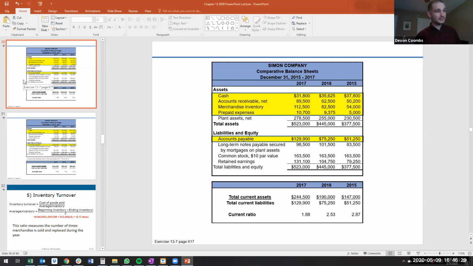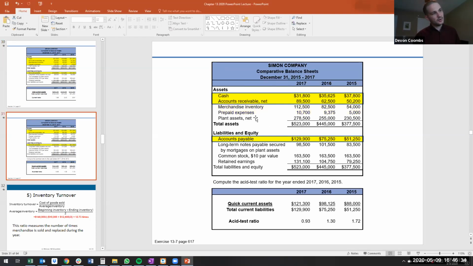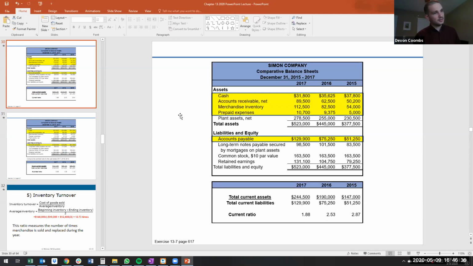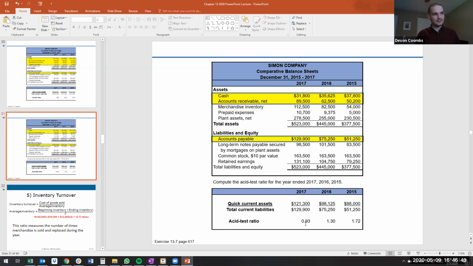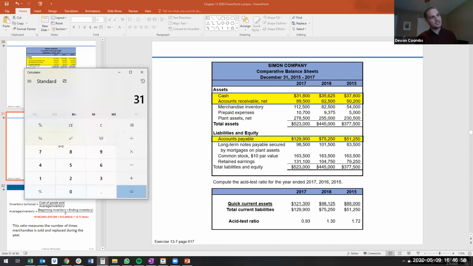So how would this compare to the acid test ratio? For the acid test, we would exclude the inventory and prepaid expenses. And so you can see here the company might be liquid in 2017 from a current ratio, but then illiquid from an acid test ratio. Let's say their merchandise inventory and prepaid expenses couldn't become cash. Let's say they had trouble selling it or it was out of date, then this company would be in trouble, which is why we need both of these ratios to compare. And for that acid test ratio, we just take the 31,800 plus the 89,500 and divide it by the 129,900.